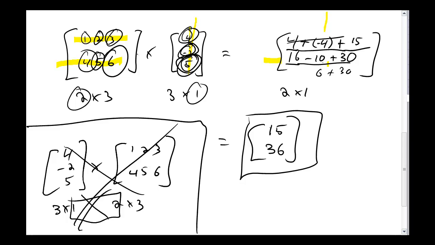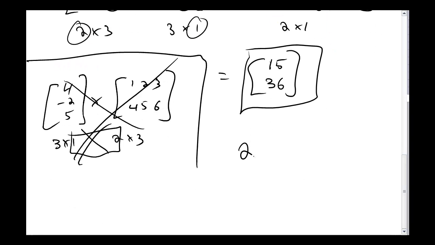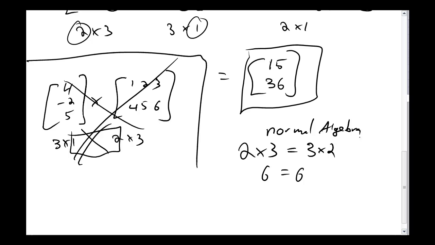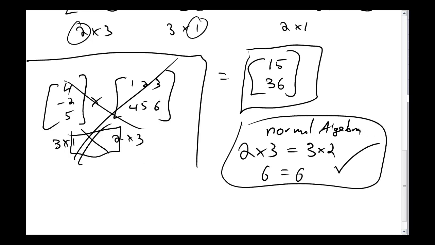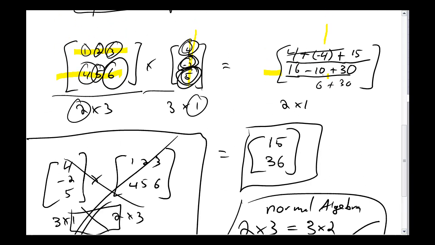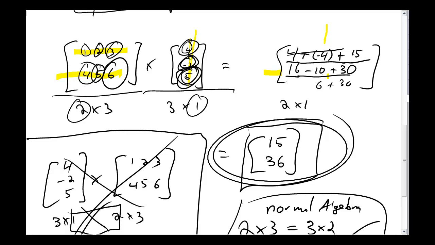Matrix multiplication, it matters what order you do it in. This is different than saying, well look, 2 times 3 happens to equal 3 times 2. That's true because both of these are 6 under normal algebra. The matrices are different. You can't flip the matrix multiplication around. The order matters, and it gives you one final answer provided these two numbers match.